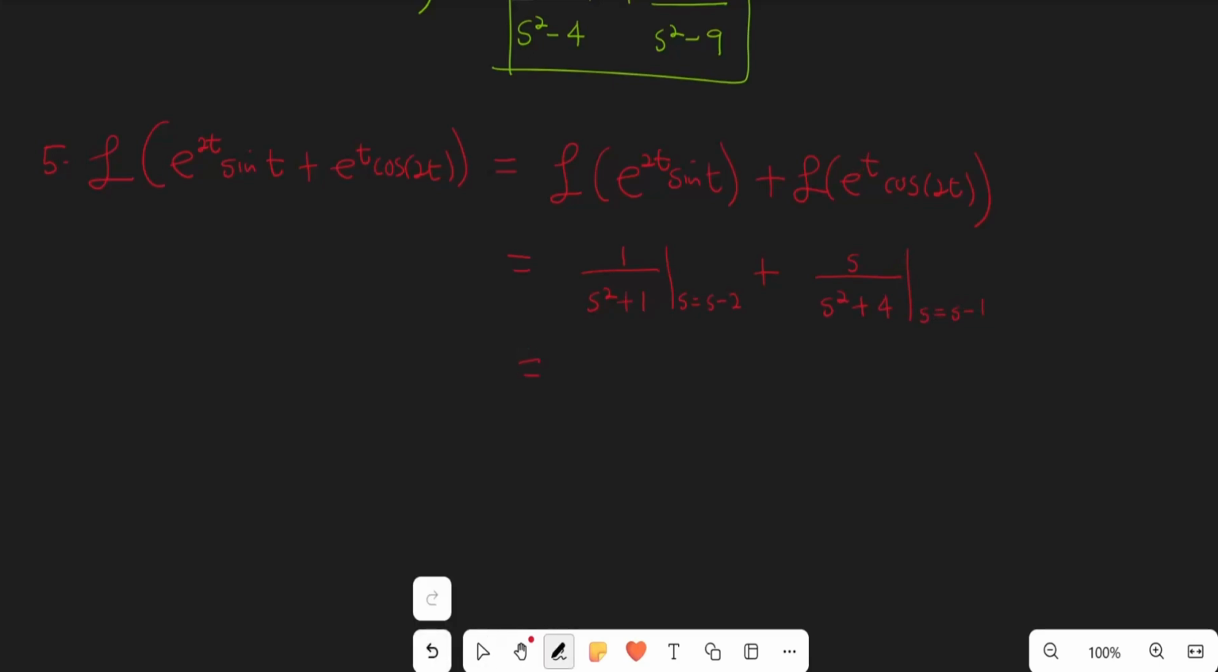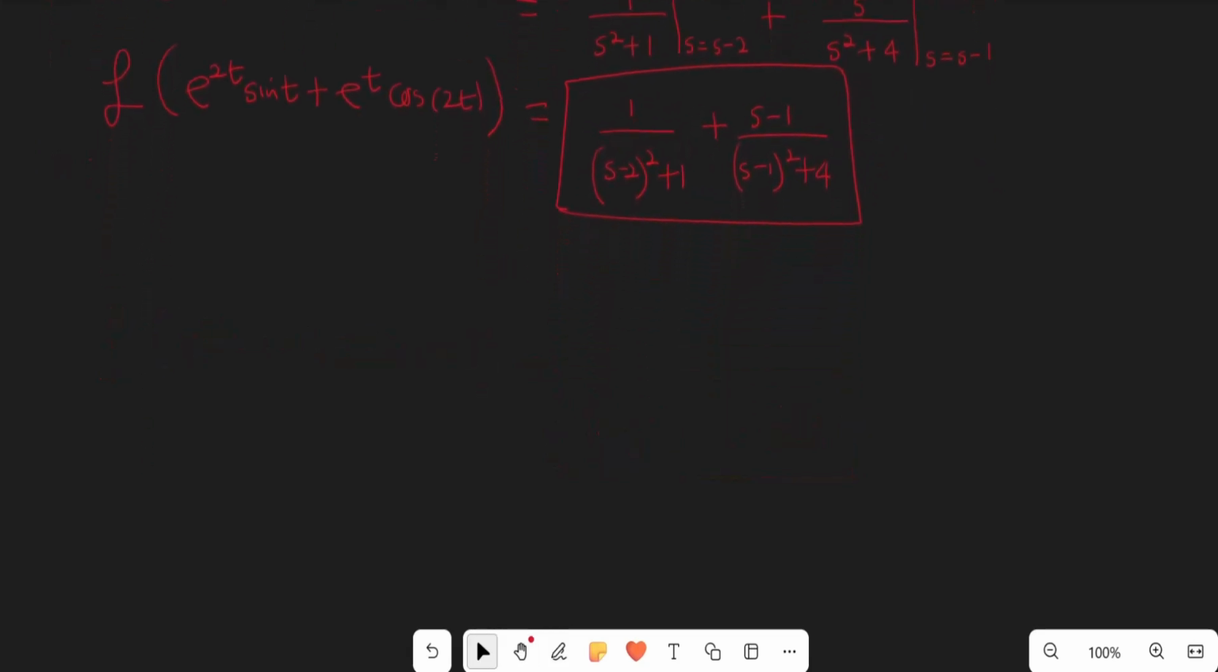So now this one is going to simplify to what? In place of s, I'm going to replace it with s minus 2. So we have 1 all over s minus 2 all squared plus 1. Plus, here replace s with s minus 1, that is going to be s minus 1 divided by s minus 1 all squared plus 4. And this one is the Laplace transform of e to the 2t multiplied by sine of t plus e to the t multiplied by cosine of 2t. Cool. Now we are done with question 5.